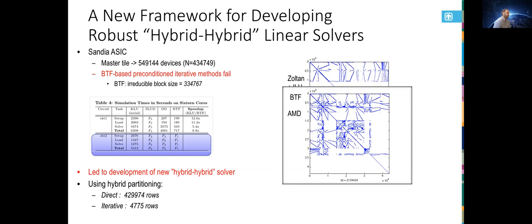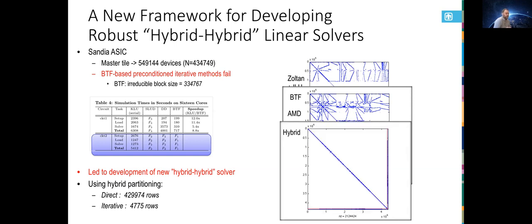So this led to the development of a new sort of hybrid solver that we use in Xyce. I'll explain what I mean by hybrid in a minute, but the hybrid solver gave a much better result. And so the result of the reordering from the hybrid solver is what you see here in the final picture. So what was the deal with the hybrid solver?